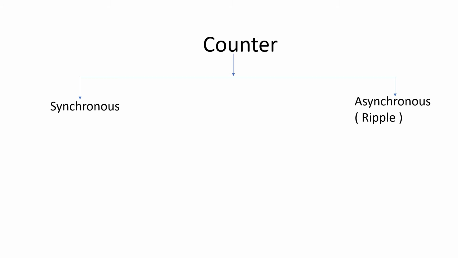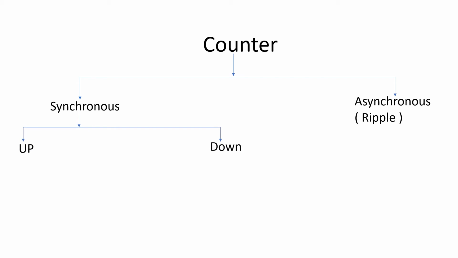Counter is the circuit which counts the pulses. It has mainly two types, synchronous counter and asynchronous counter. Asynchronous counter is also known as a ripple counter. We are going to focus on synchronous counter in this tutorial. Synchronous counter is also divided into two parts, up counter and down counter.